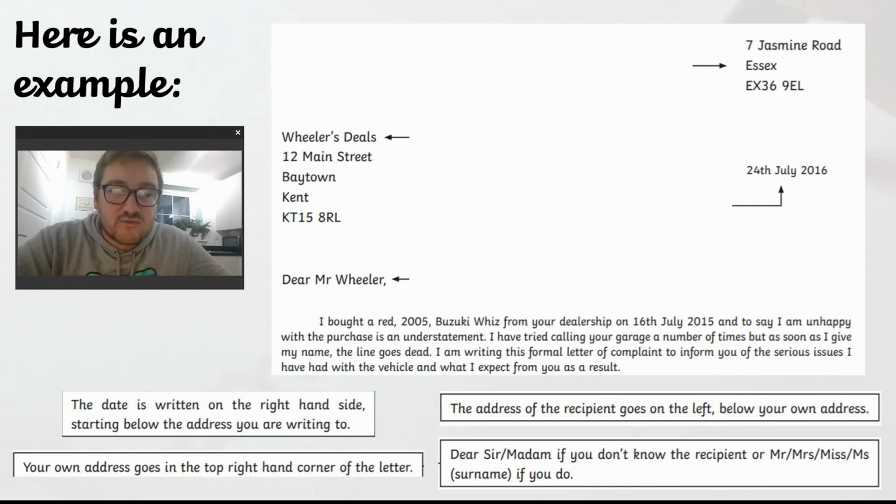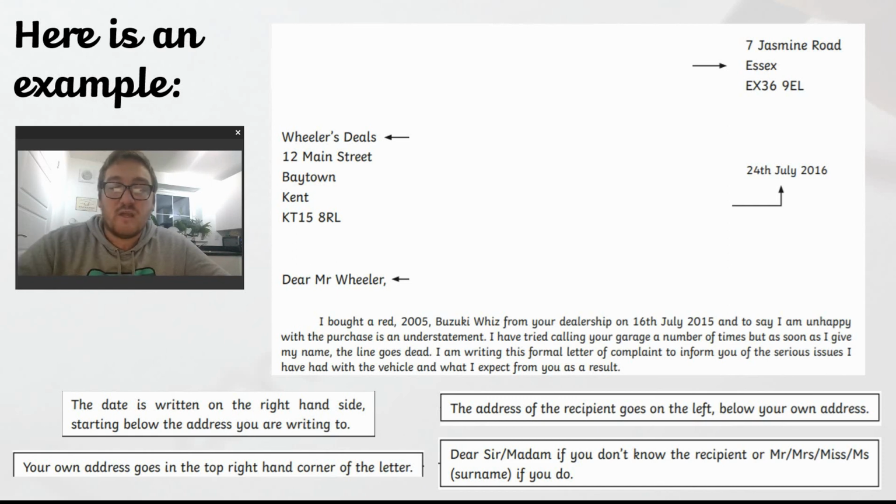The date is written on the right-hand side, starting below the address you are writing to. The next one to the right over here, the address of the recipient goes on the left, below your own address. Let me go to the bottom left. Your own address goes in the top right-hand corner of the letter. And lastly, Dear Sir / Madam, if you don't know the recipient or Mr., Mrs., Miss or Ms. surname if you do.